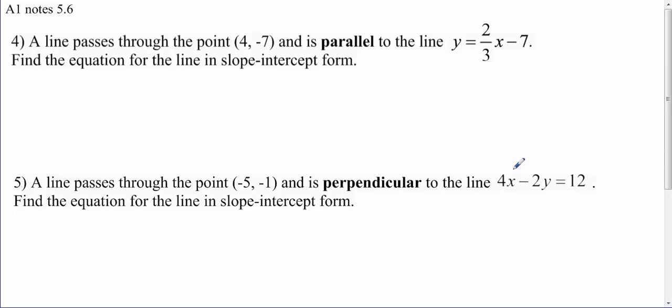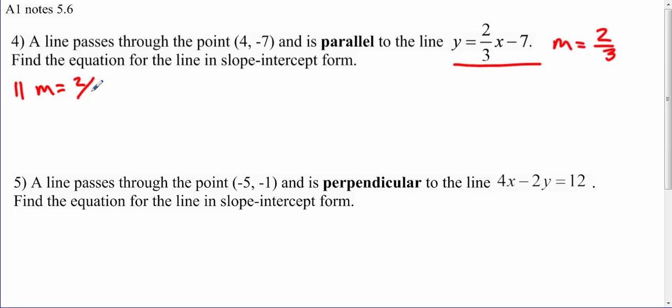A line passes through the point 4, -7 and is parallel to the given line. Find the equation in slope-intercept form. All right, let's start with this. Key information from this line is that the slope is equal to 2/3. Now, if you think back to what we said on the first slide, we said parallel lines have the same slope. So what we're talking about here is the slope of 2/3. That's the parallel slope as well.